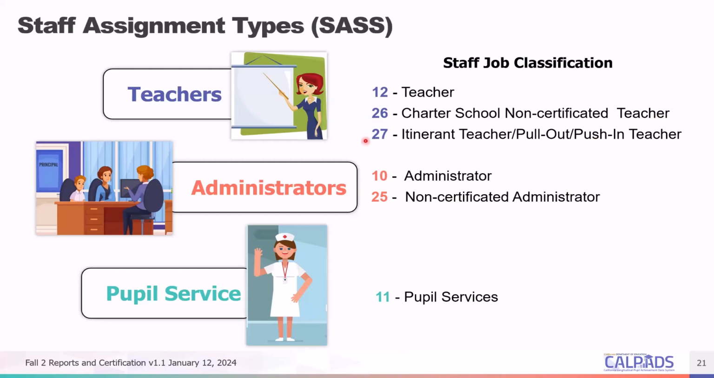And then you have your 27, itinerant teacher, pull-out push-in teacher. These are your teachers who are assigned in multiple sites or in multiple classes and may or may not require students reported in their classes. And then you have admins. So your admin, you have your regular 10, and of course your non-certificated admin who acquired their SEID through the certificate of clearance process. And then of course you have your pupil service staff.